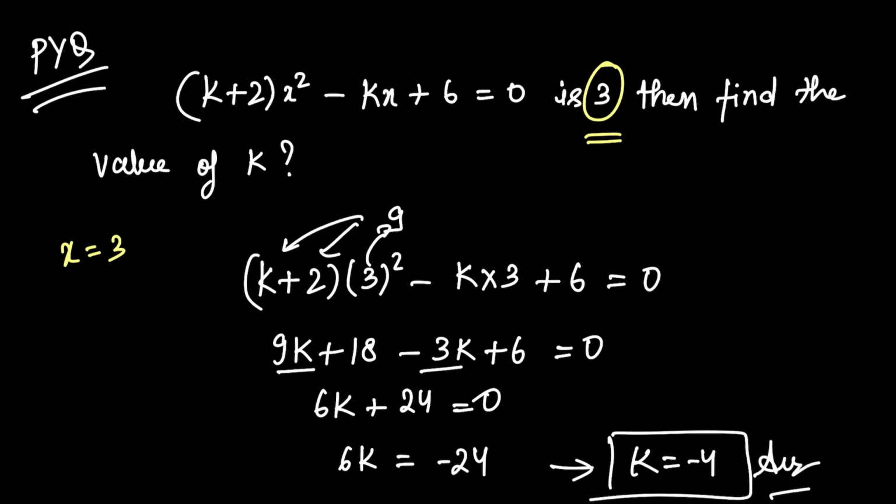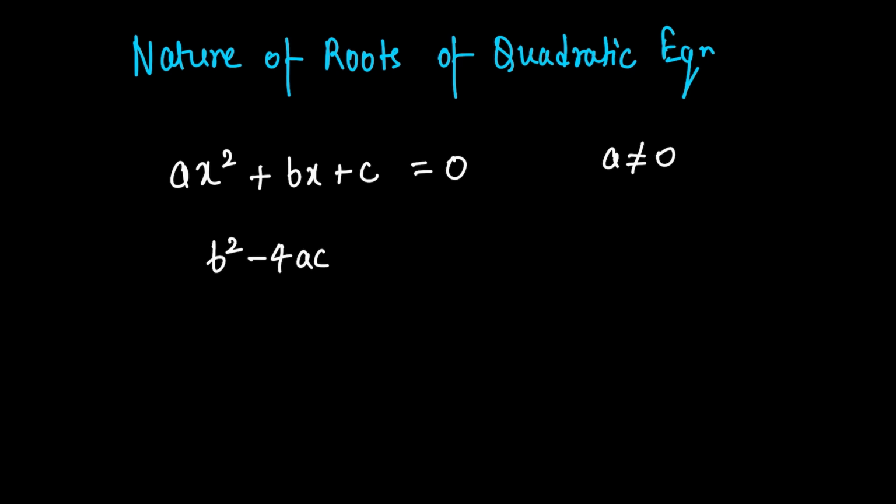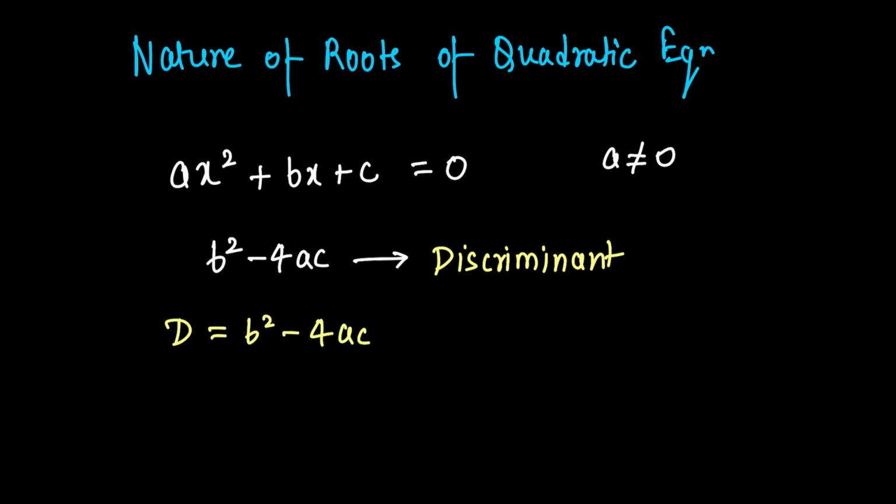This is your answer. So for understanding the nature of the roots of a quadratic equation, first of all, we need to be aware about the discriminant of the quadratic equation. So what is this? If I take this equation ax square plus bx plus c equal to 0, where a is not equal to 0, the expression b square minus 4ac, this is called the discriminant. And this is denoted by this letter D. Okay, you have to remember this.